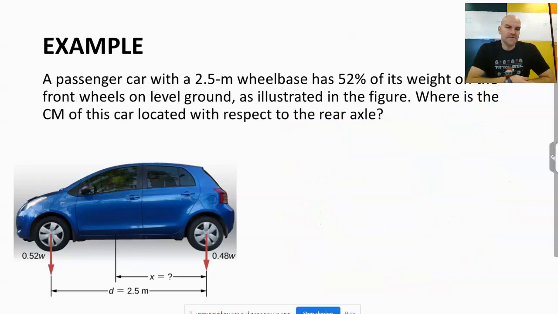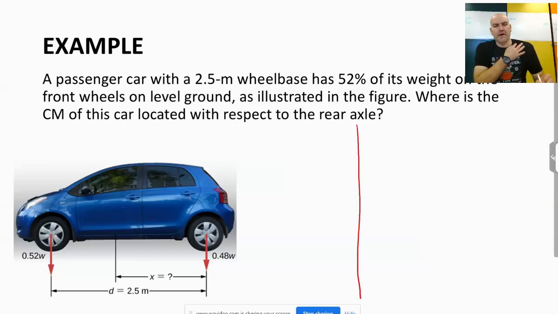Right, so you have a passenger car with a 2.5 meter wheelbase, has 52% of its weight on the front wheels on level ground as illustrated in the figure. Where is the center of mass of the car located with respect to the rear axle? Okay, so we're going to apply a couple ways you could do this.